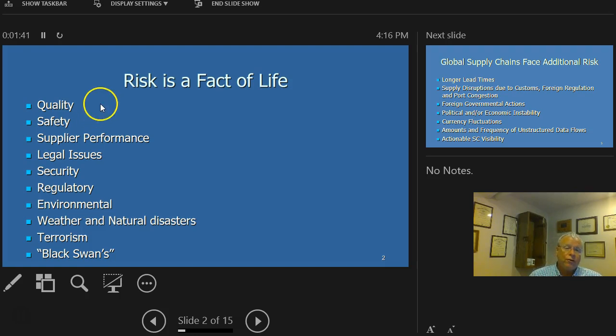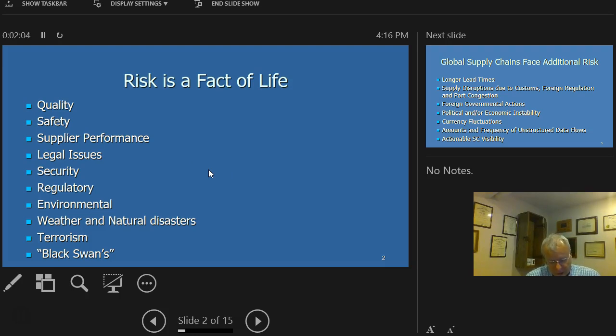So these are generally considered to be the top risks that are out there by most of the research. This is kind of how they categorize them in these situations. If you don't know what a black swan is, you need to go find out what a black swan is. So if somebody uses that term, you know what it is.